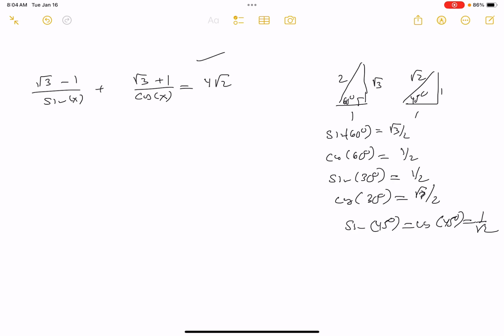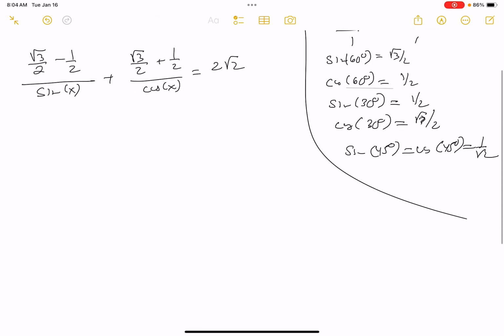So the first thing I did was I divided both sides by 2. And you're going to get root 3 over 2 minus 1/2. I do recognize those numbers now. The sine of x plus root 3 over 2 plus 1/2, and then cosine x. And that's going to be now 2 root 2. All right, I divided both sides by 2, by the way. And let me continue along writing these things down. And the first thing I see is root 3 over 2, I could write it as the sine of 60 degrees. And then 1/2 I could write down as a cosine of 60 degrees.